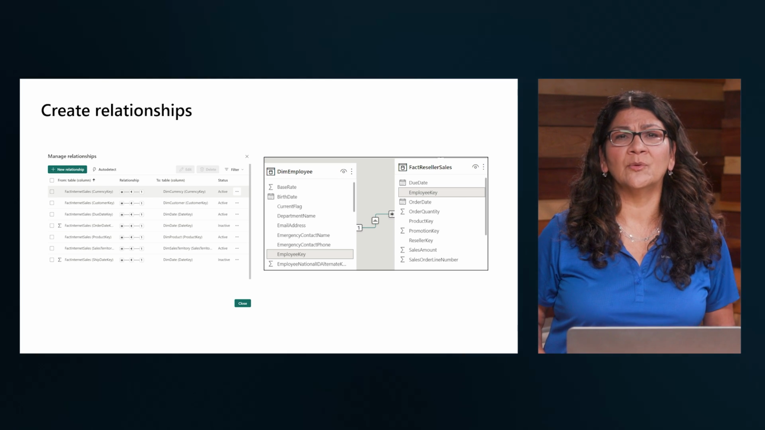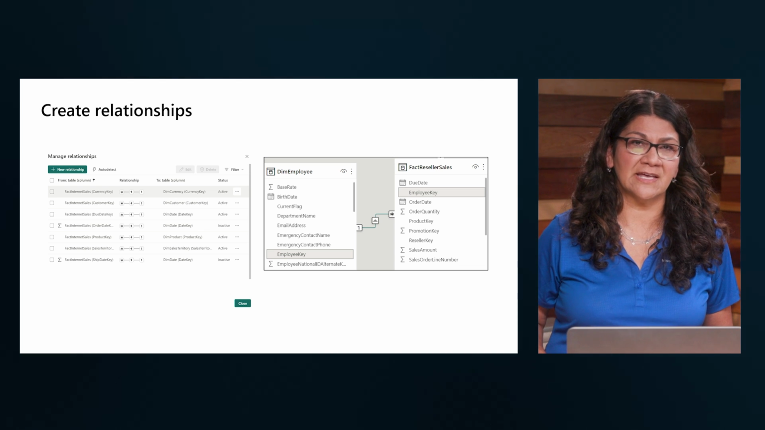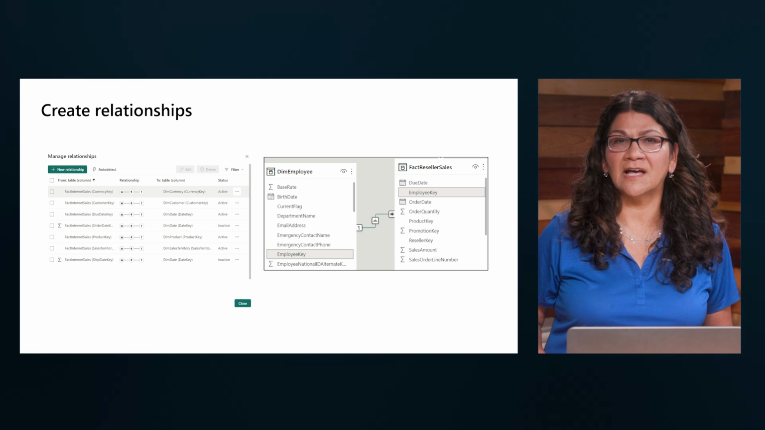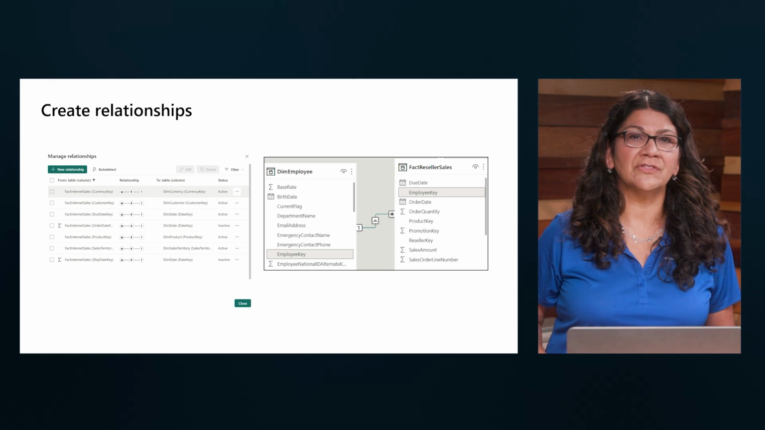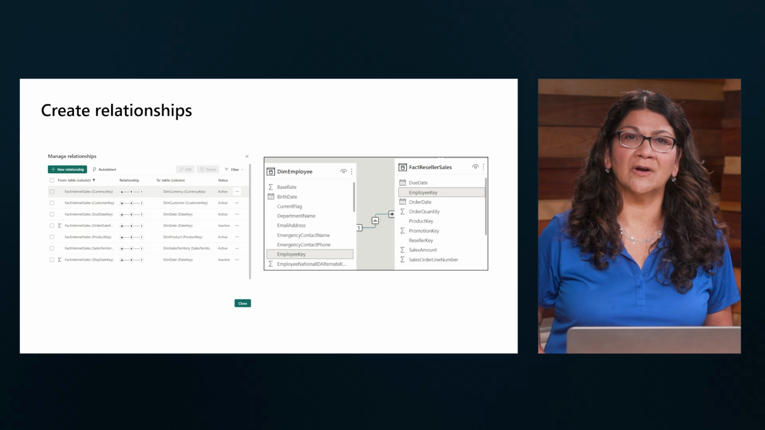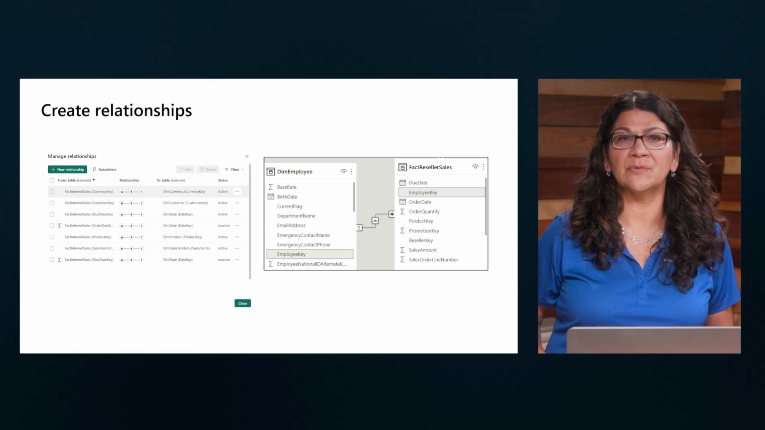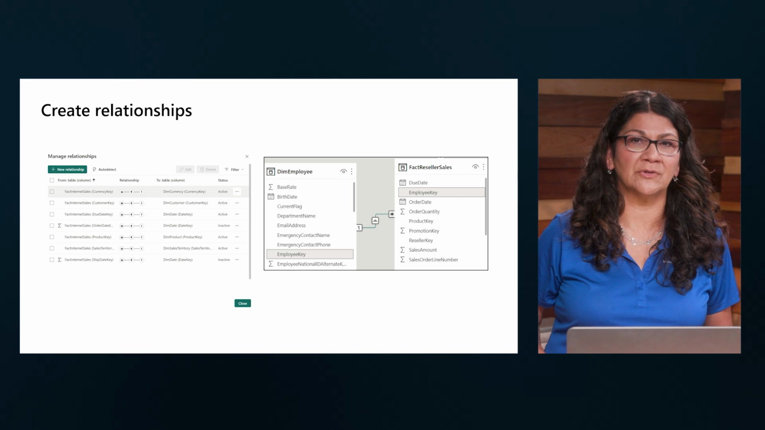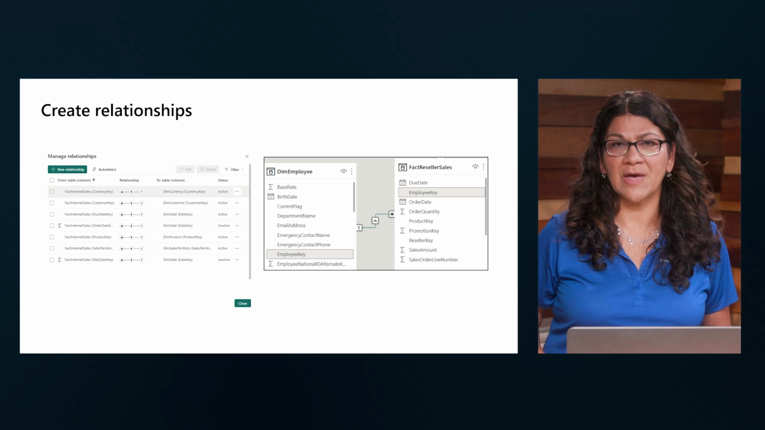Here on the right, we see a relationship between the DIM employee table's employee key, that is the primary key and has the one side of the relationship, with the fact reseller sales employee key, which has the many side or the foreign key. Notice too that the cross filter is pointing from the dimension table to the fact table to show the query propagation path.